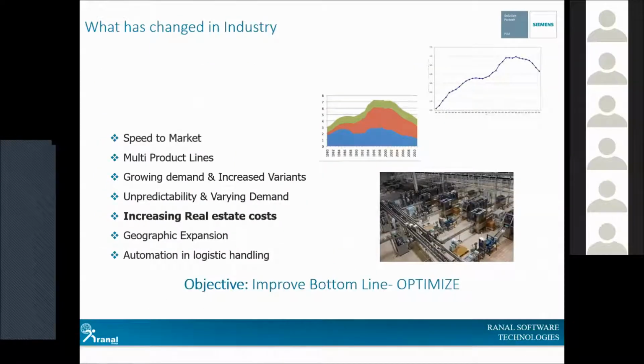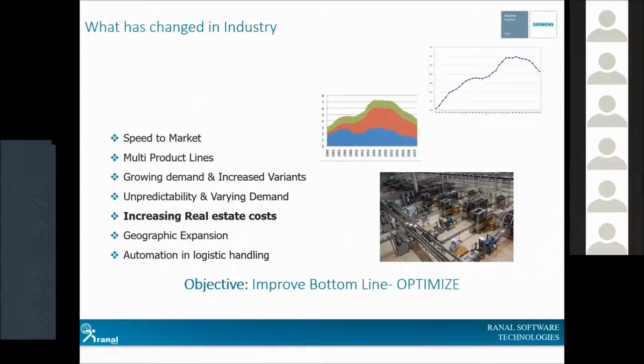So what has changed over the years in the industry? The time that you have to launch your products has reduced. We want to try and manufacture more products on the same line. The demands are increasing. Another important thing is, though the demands are increasing, your end customer expects you to give it at a lower cost than what you supplied the earlier year. The demand is varying and sometimes unpredictable also.